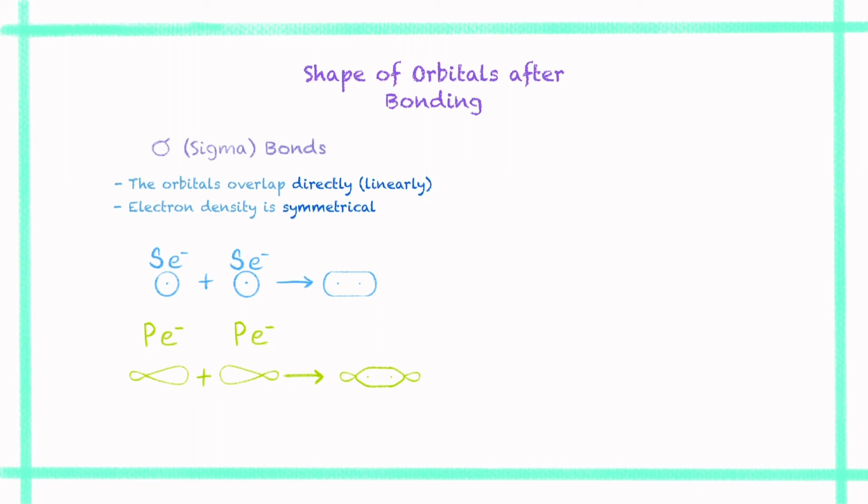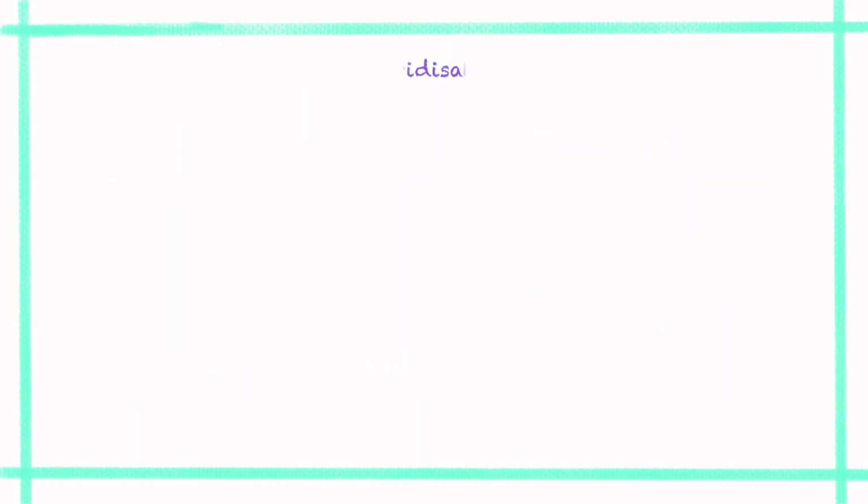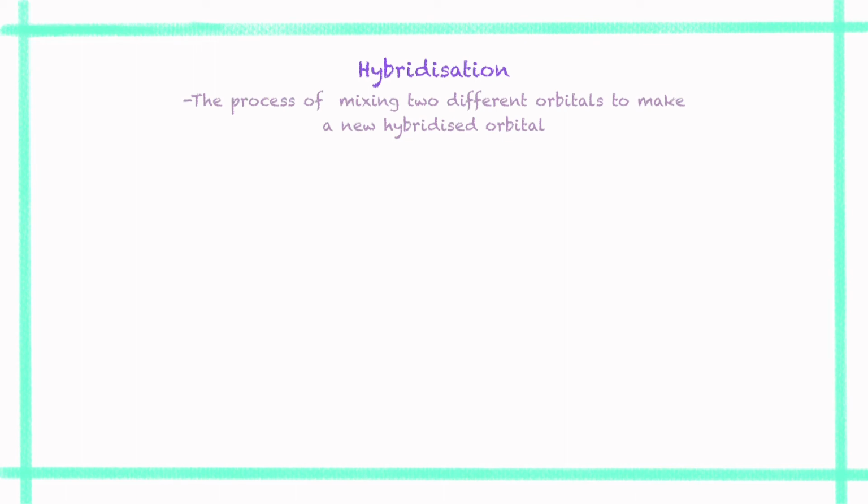The second type of bond is pi bonds. These bonds form only between p shell orbitals, and it occurs when the orbitals overlap horizontally. In this case, the electron density is asymmetrical. Next, we will focus on hybridization, which is the process of mixing 2 different orbitals to make a new hybridized orbital. The first type of hybridized orbital we will look at is the sp orbital.